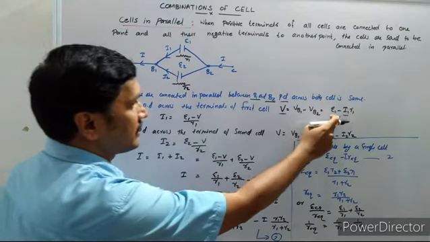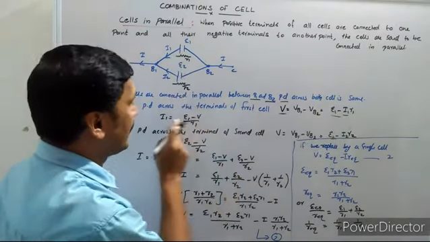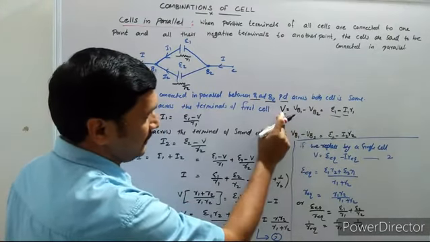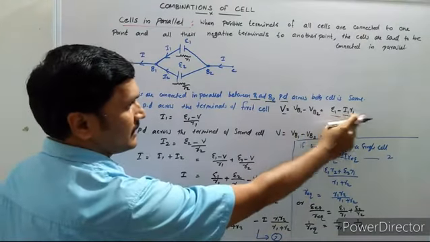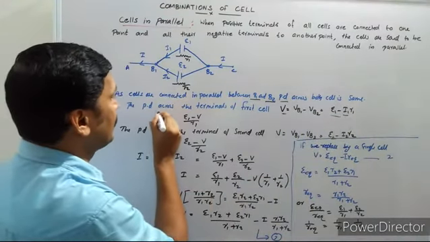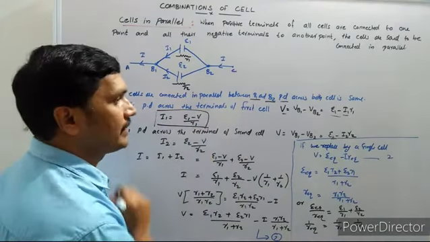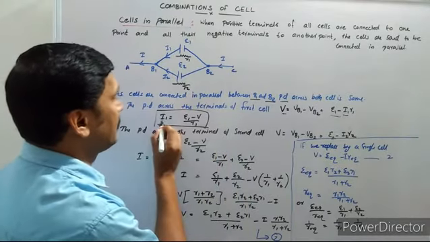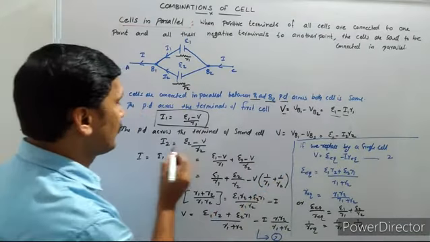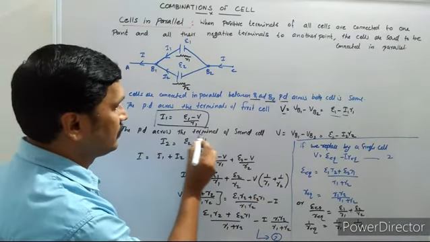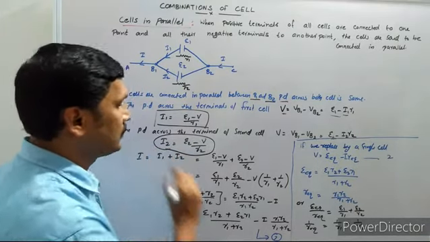Now from this equation we write an expression for the current drawn from the first cell, that's I1. Rearrange that. We know V is equal to E1 minus I1 R1. From that we get I1 is equal to E1 minus V by R1. Similarly, from this equation we can write I2 is equal to E2 minus V by R2.